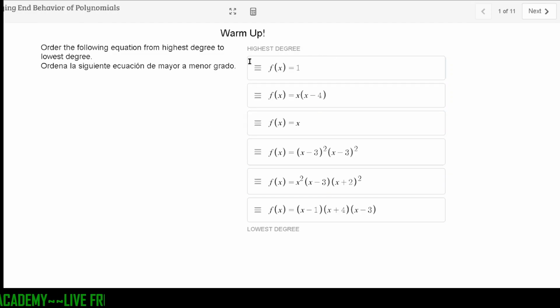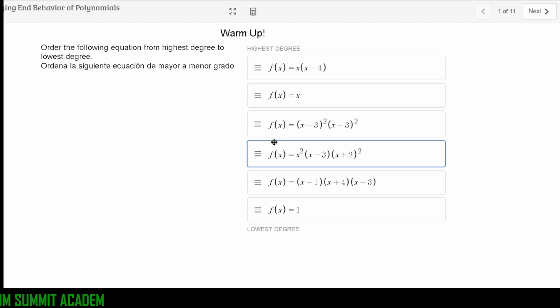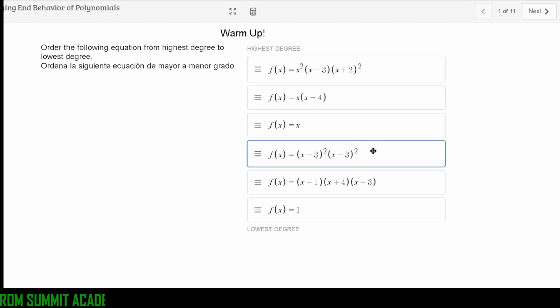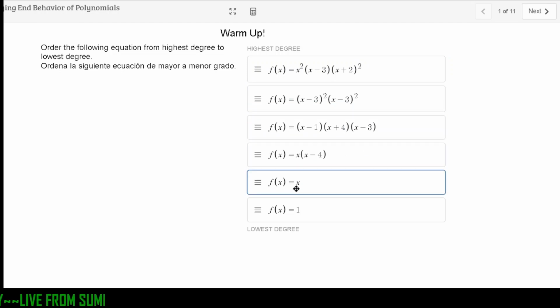But when you're looking at the equation, what I want you to do is order the following equations from highest degree to lowest degree. As I'm looking along, I see this is going to be a degree 0, so that should probably be the lowest. If I see x squared and another x, that should be 5, so that's probably going to be the highest. So then I can say that this is going to be 5, this one's 4, 3, 2, and 1.